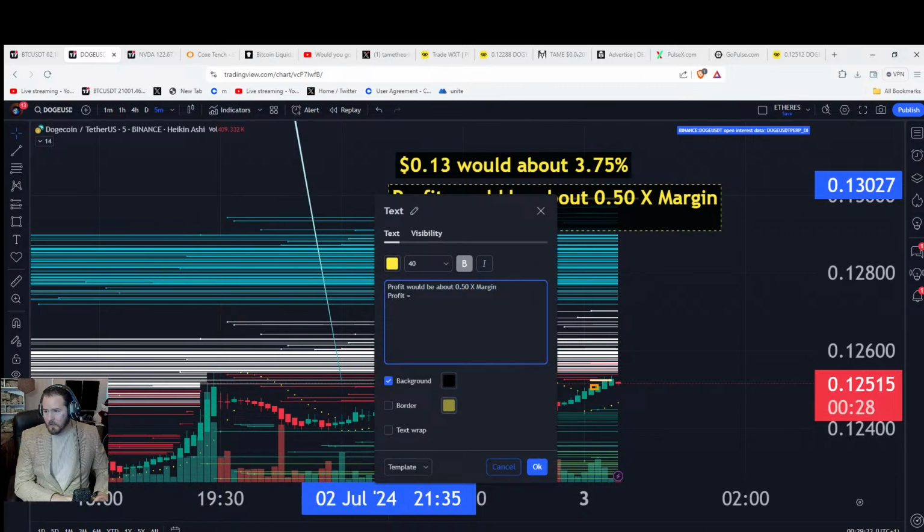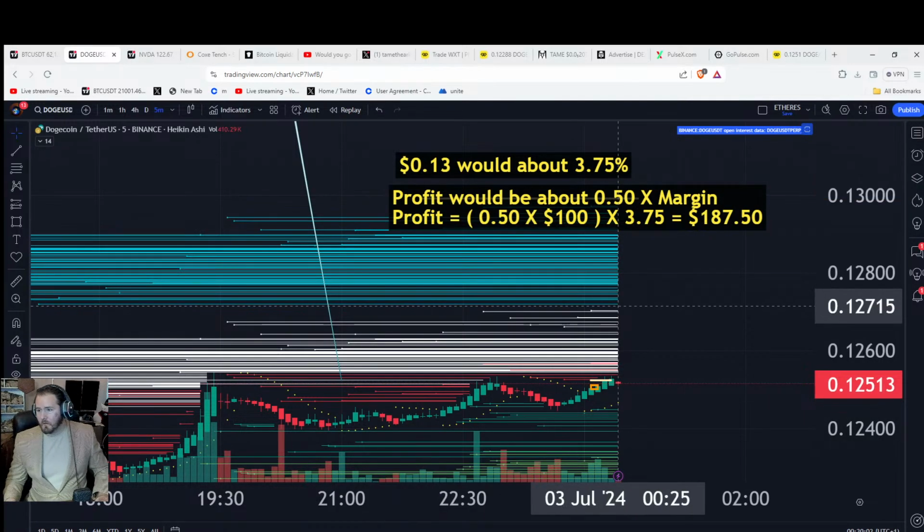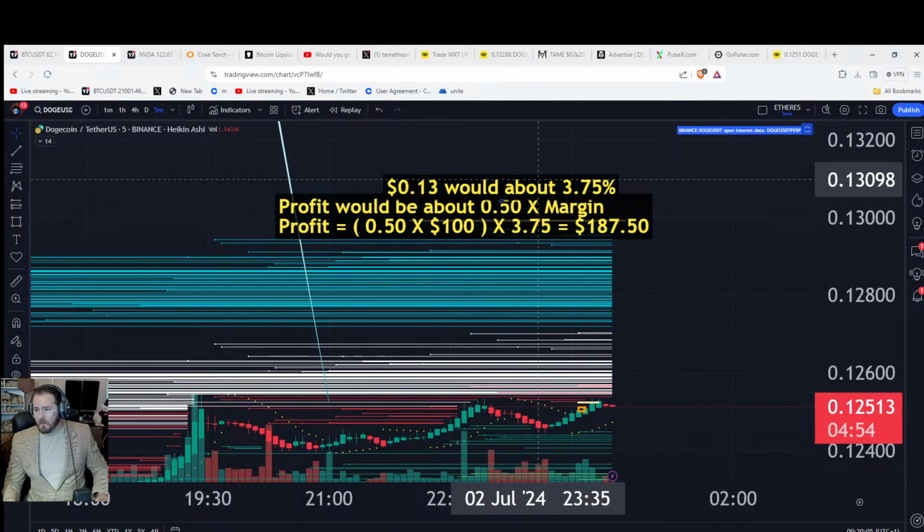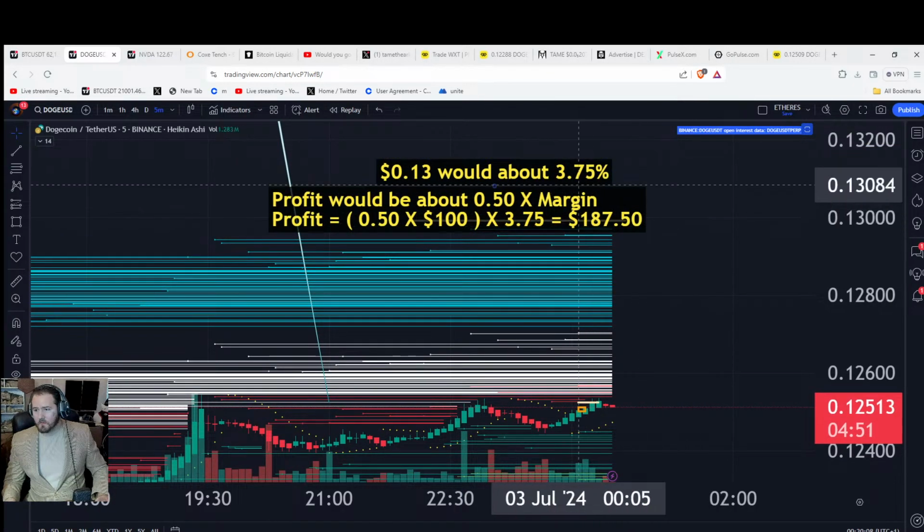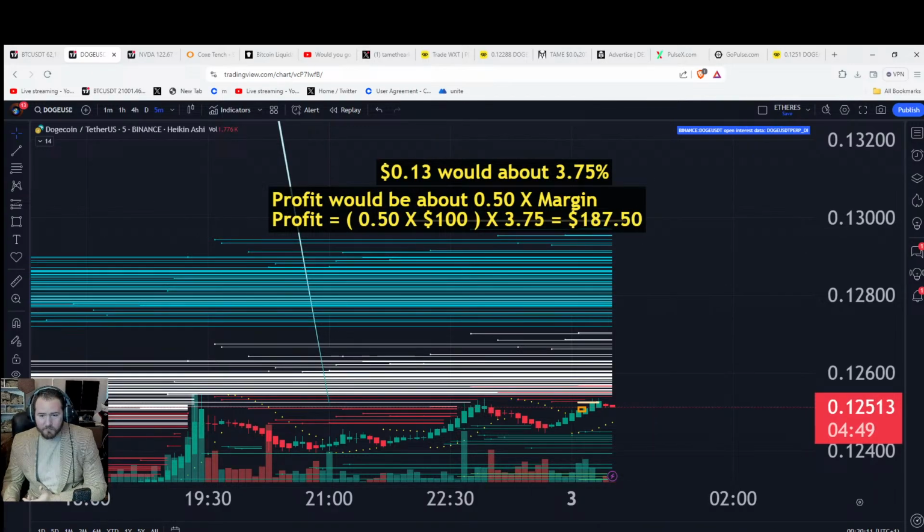Profit equals 0.50 times $100. Put this inside the range. And then we've got to multiply that. So I'm earning half of $100 every percent the price goes up, times 3.75 equals, so $50 times 3.75. That'd be about $187. So if I take profits up here at 13 cents, I would earn $187 on this position.